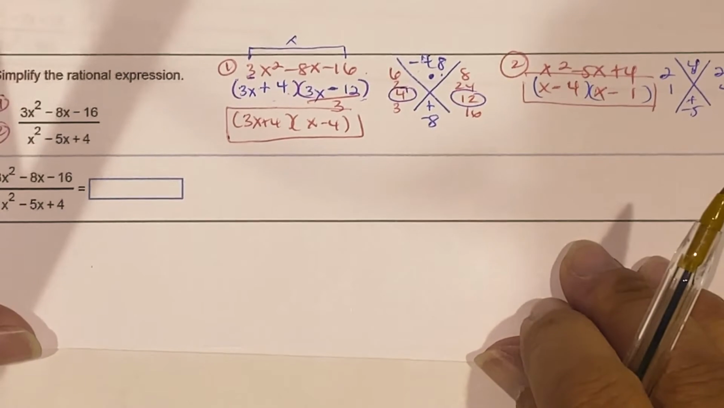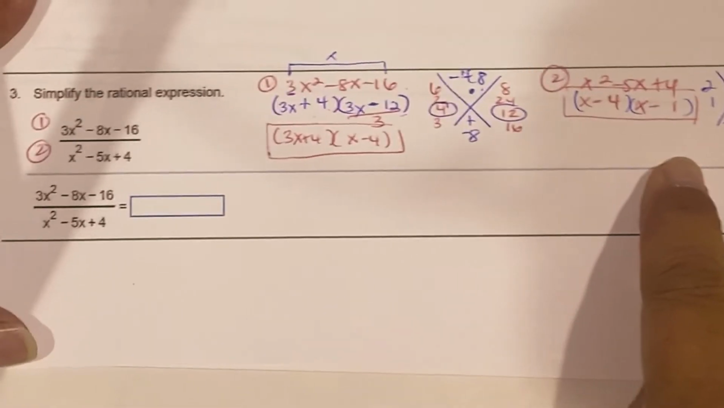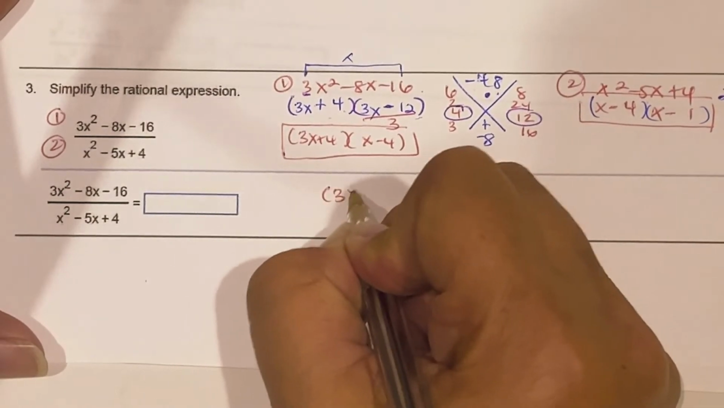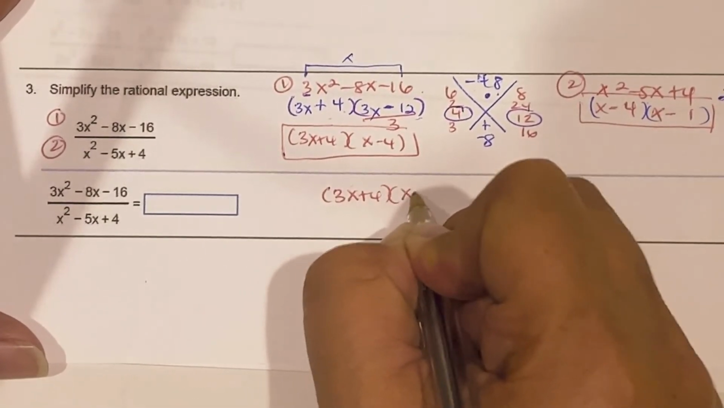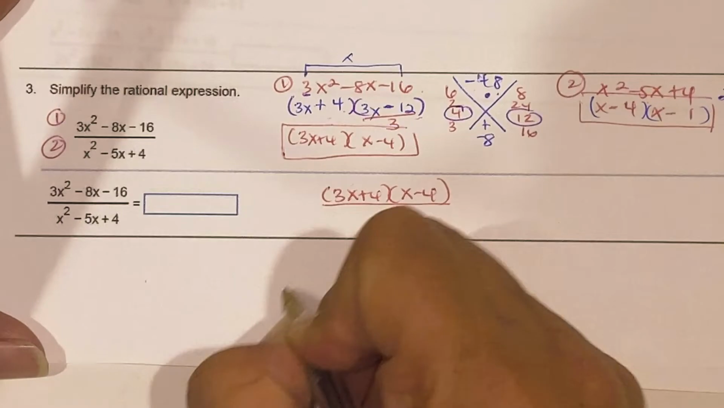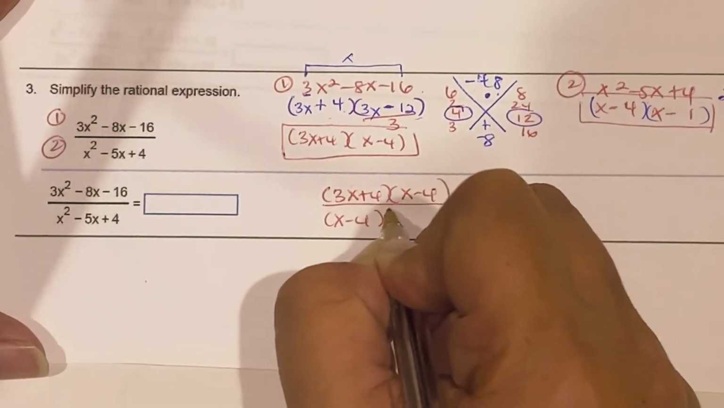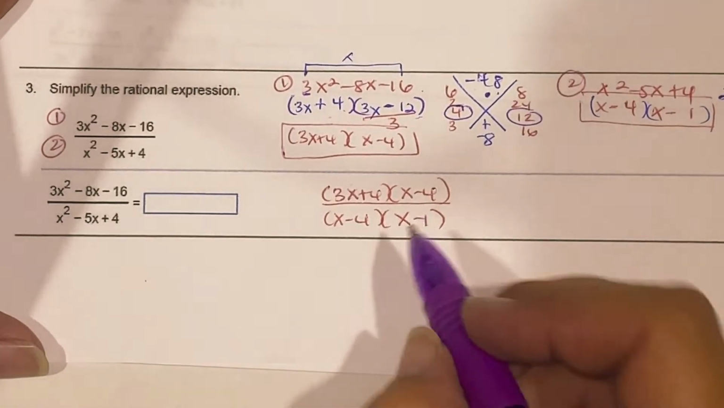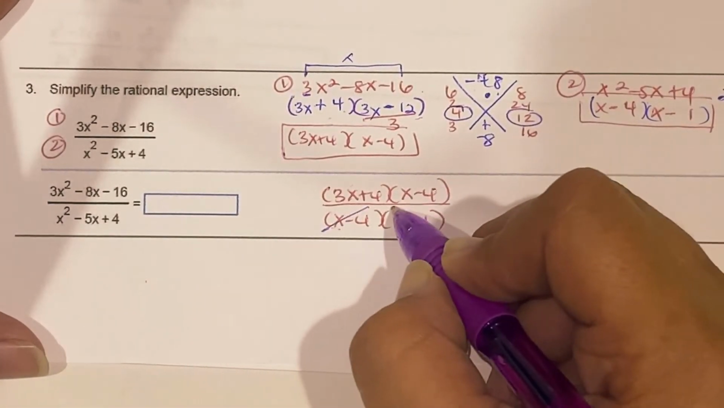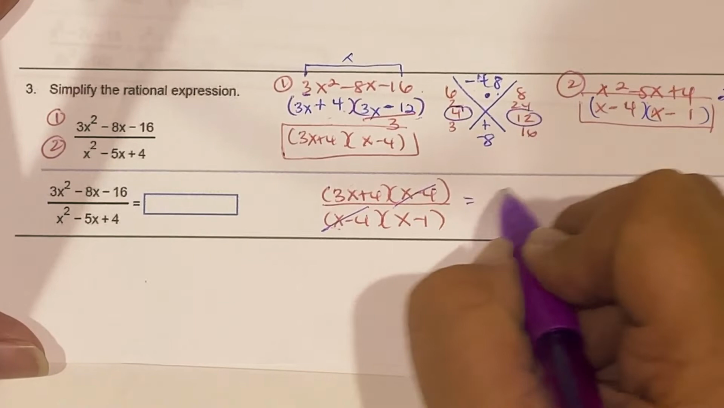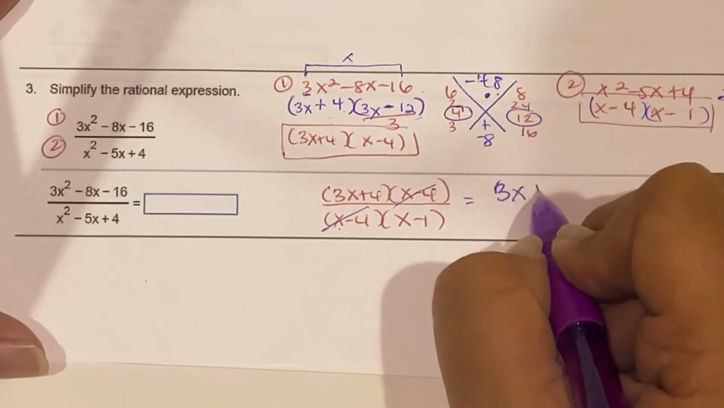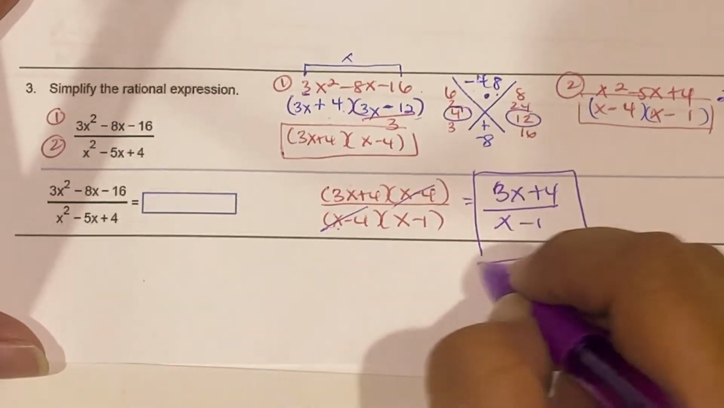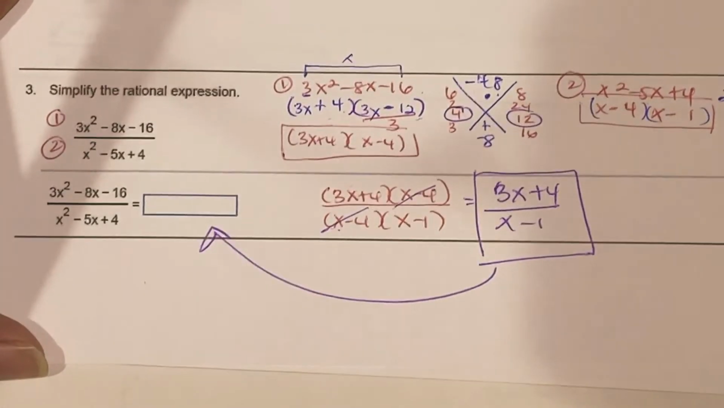So once you're there, you have your 1 and your 2. You're going to set it up as 1 over 2. So we have 3x plus 4 over x minus 4 on top of x minus 4, x minus 1. Cancel out the like pieces. Well, x minus 4 and x minus 4 cancels out. So you get 3x plus 4 sitting on top of x minus 1. This would be what you would enter into your box.